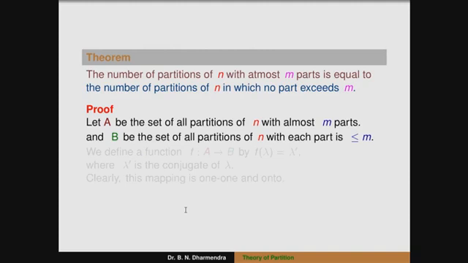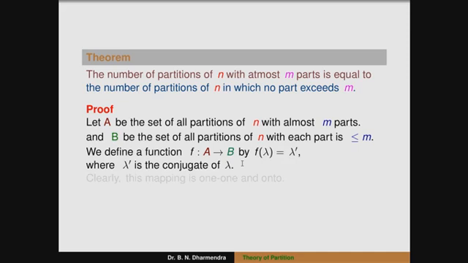So if these two sets are equal in size, we have to define mathematically a function from A to B. We define the function f from A to B by f of lambda is equal to lambda dash, where lambda belongs to A and lambda dash belongs to B. So what is lambda dash? Lambda dash is the conjugate of lambda.